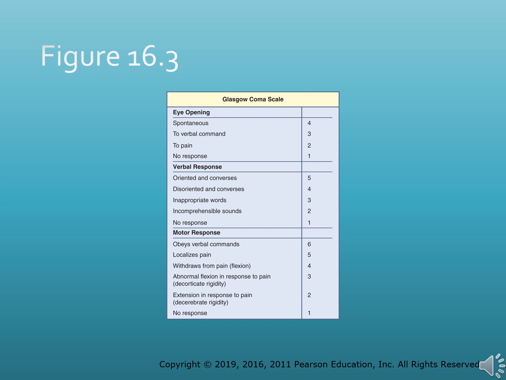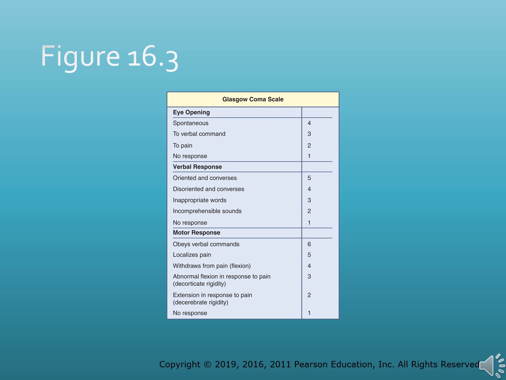Okay, so here's a little bit better version of it. In the eye opening, if they're spontaneous and just opening their eyes, they get a 4. If they open their eyes to a verbal command, that's a 3. If they open their eyes when there's pain, then it's a 2, and if there's no response at all, it's a 1.